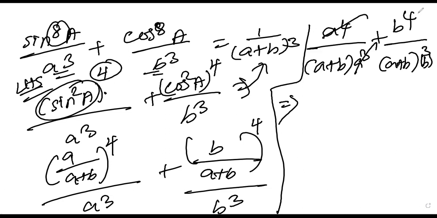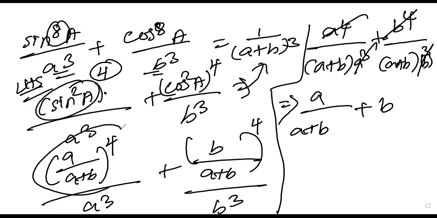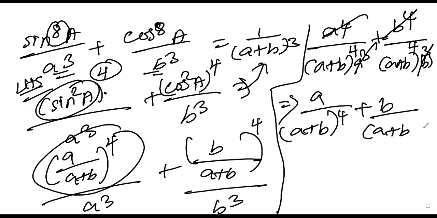So a power 4 and a cube, b power 4 and b cube will cancel each other. It's a divided by a plus b, you have whole power 4. Here also you have 4. A divided by A plus B whole power 4 plus B divided by A plus B whole power 4.